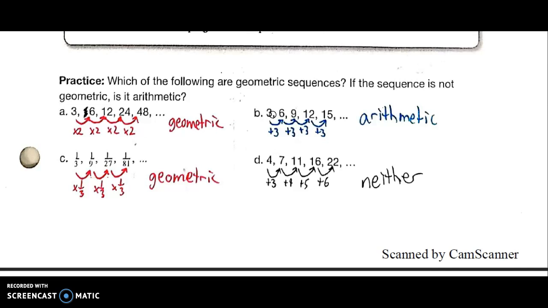In part B with that sequence, it looks like I'm always adding 3. 3 plus 3 is 6, plus 3 is 9, plus 3 is 12, plus 3 is 15. So that's an example of an arithmetic sequence. Arithmetic is kind of like your linear equations.